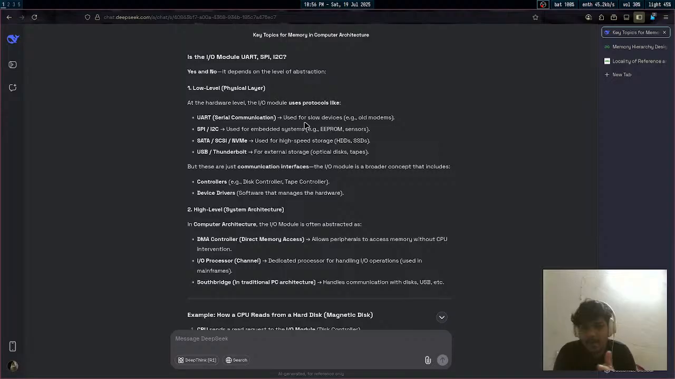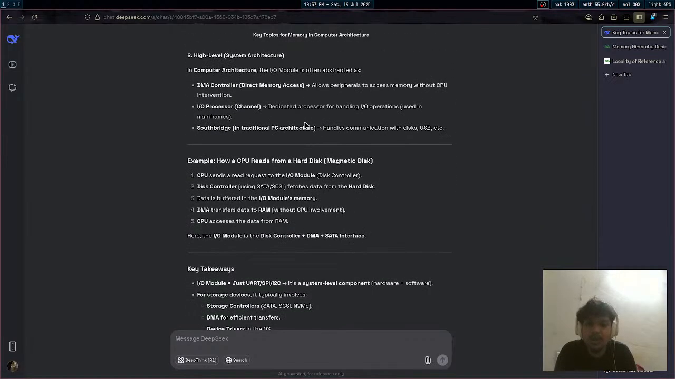High level, from system architecture point of view, in computer architecture, the input output module is abstracted as DMA control, direct memory access. DMA allows peripheral to access memory without CPU intervention.